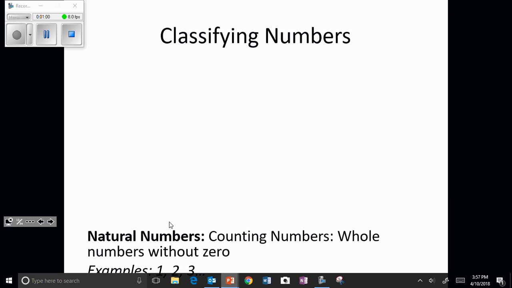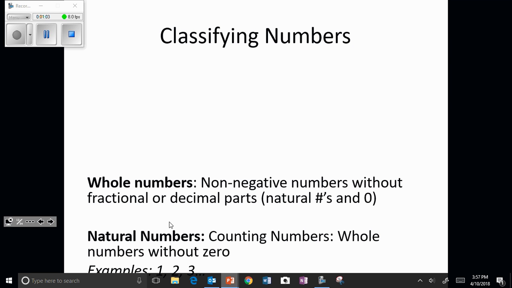All right? Then we've got our whole numbers. Our whole numbers are non-negative numbers without fractional or decimal parts. So think about it this way. These are your natural numbers and zero. So really, the difference between natural numbers and whole numbers is only one number, and that's zero. So it's not a very big difference. So for example, we would put 0, 1, 2, and 3. And now, while we're on it, this dot, dot, dot, is actually called an ellipsis. This means it goes on and on for really infinity. It's like an arrow on the number line.